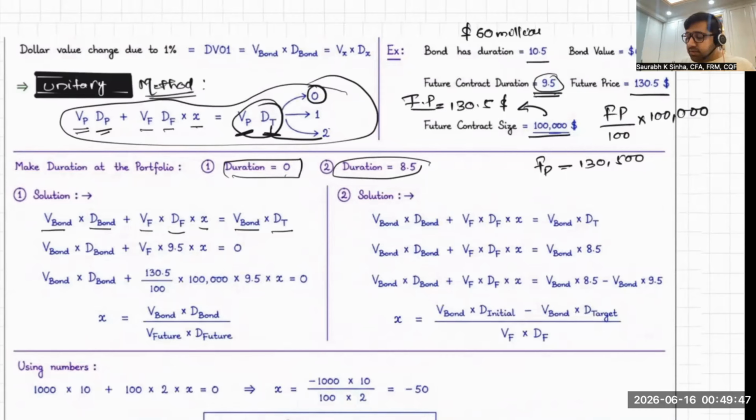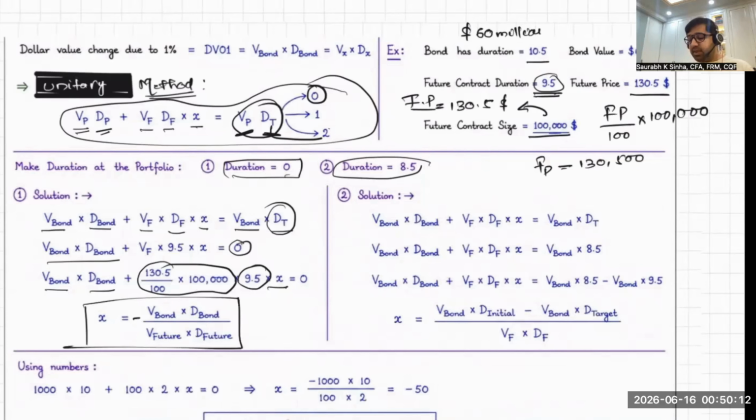Here I'm interested in the first question. I'm interested in the duration equal to 0. That's it. So I put duration equal to 0. My right hand side becomes 0. Now, if I solve it, then it is value of bond into duration of bond is equal to value of the future contract into duration of the future contract into X. I have to solve for X and I'll get the value. That's it. Now, what about this scenario?